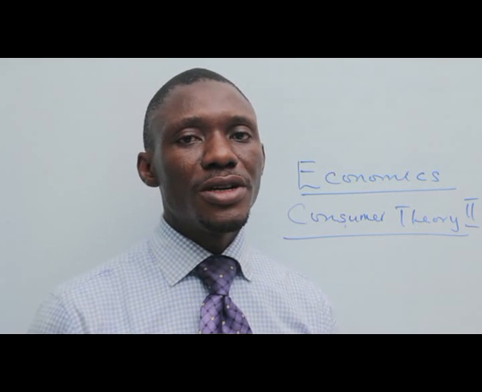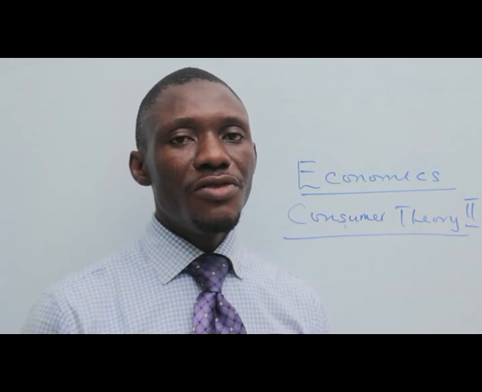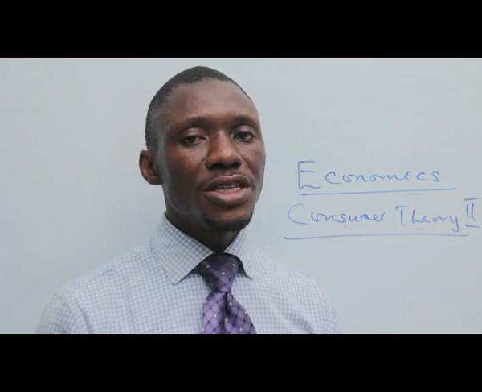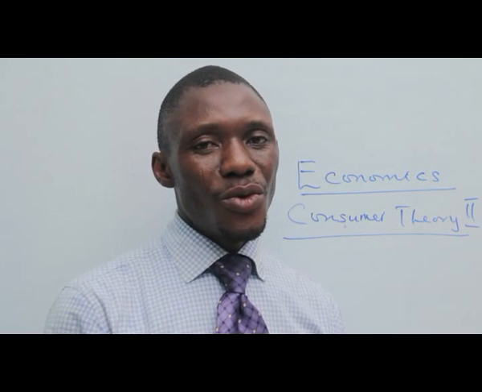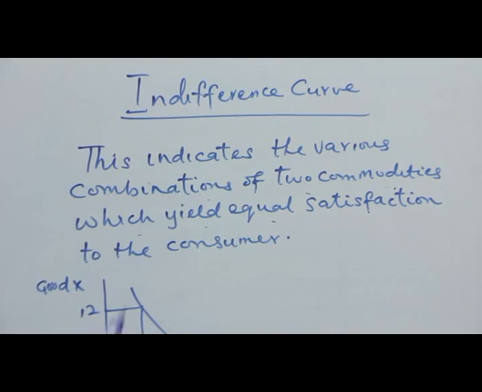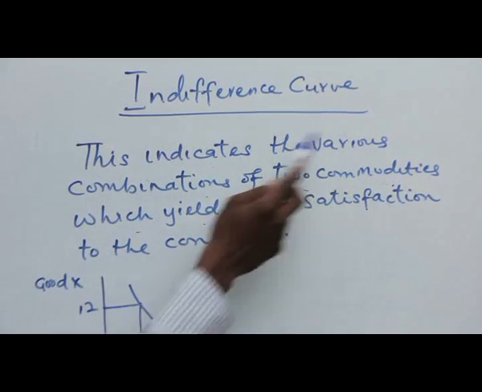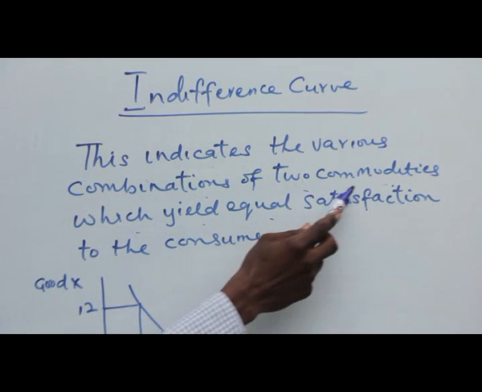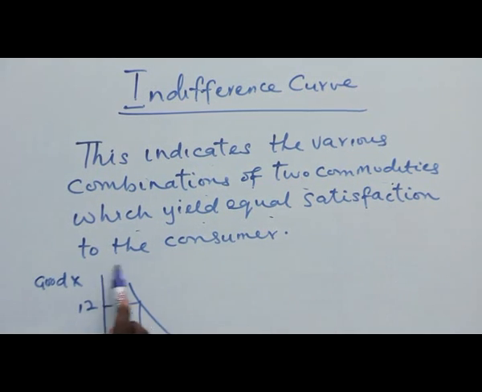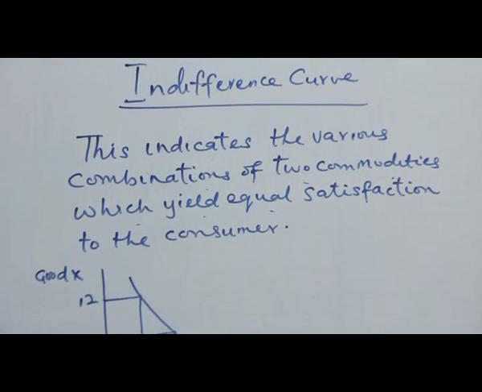So when we are talking about two commodities, the consumer will have a preference in this situation, maybe consuming more or dropping the other one. But two commodities will be consumed at a time, where the consumer will prefer more of one to the other. Indifference curve: this indicates the various combinations of two commodities which yield equal satisfaction to the consumer. Let's demonstrate with the diagram below.